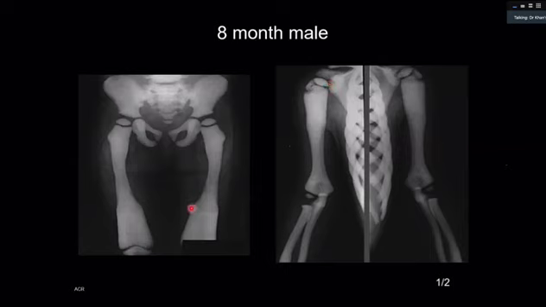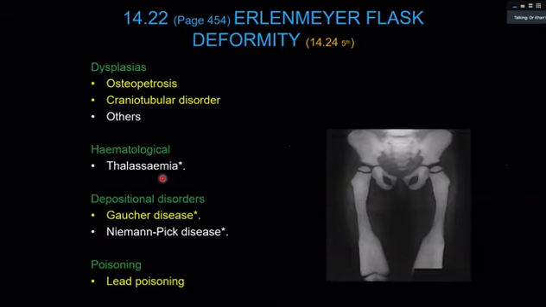Can you just describe to me how will you describe this thing, Umar? It's flask shape. Excellent. So this flask shape means that there is an issue with modeling of the femur, remodeling. And there is a bit of a differential diagnosis for this, Erlenmeyer flask deformity. You have to remember these because they can also come in the exam. Osteopetrosis is one of them. Thalassemia, Gaucher's, and lead poisoning are the others.